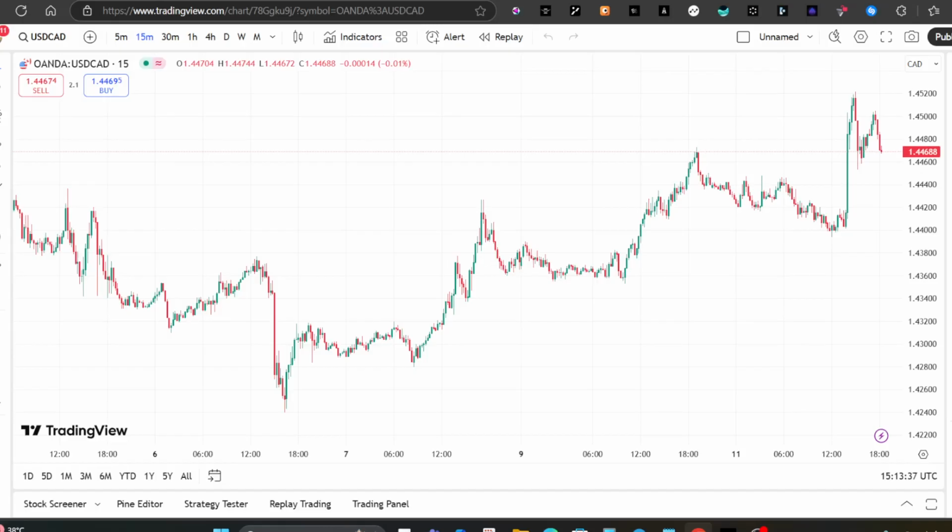So whether you are trading Forex, stocks, or crypto, knowing how to set these levels correctly can make a huge difference in your trading experience.